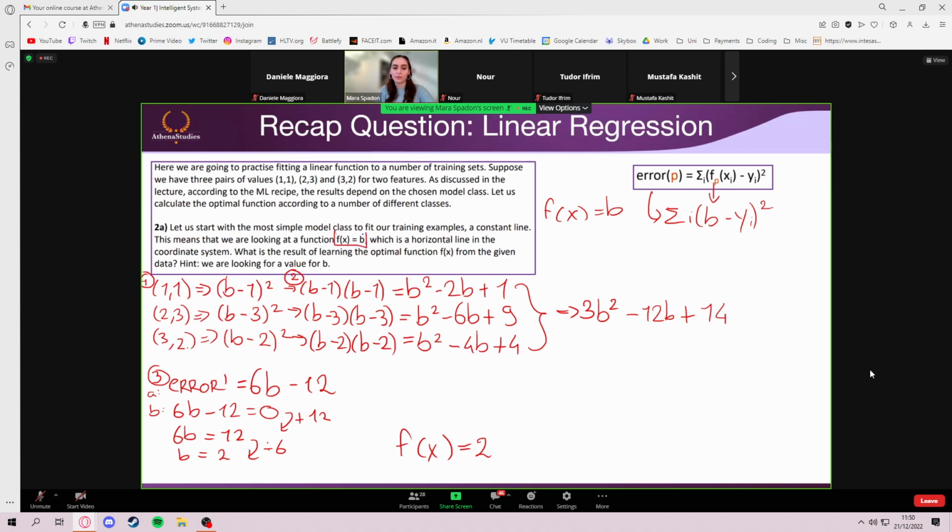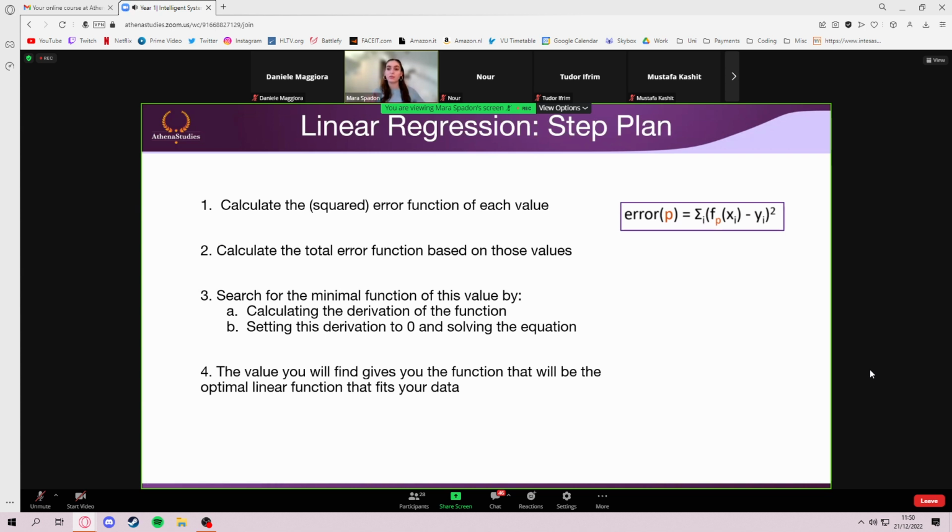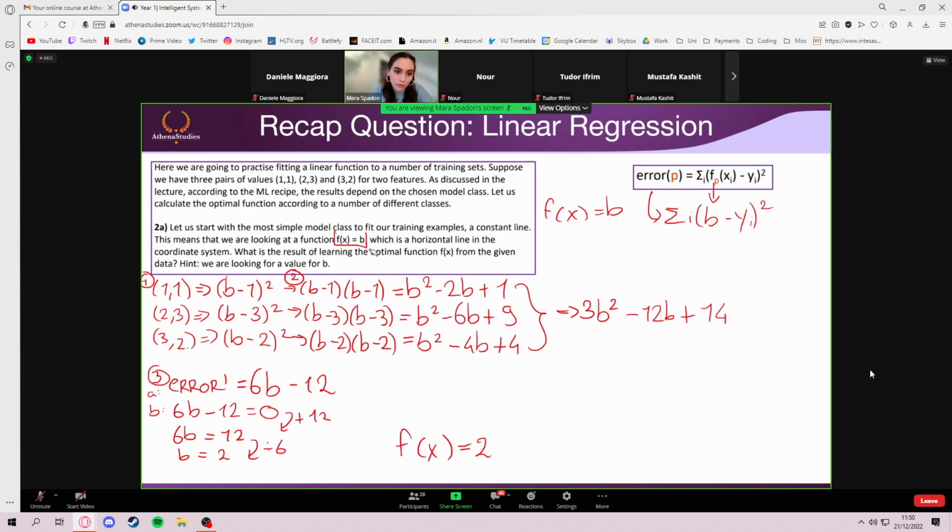So for these questions, you need to remember these steps. Calculate the squared error function and sum them up. Take the derivation, set it to 0, and solve it. And then based on what your function is, so again, this is very important. This could also be b plus 1, for example, or let's say b plus 2x. Then this would be our final formula, for example. But in our case, we just have b. So then indeed f(x) is b is our final answer.